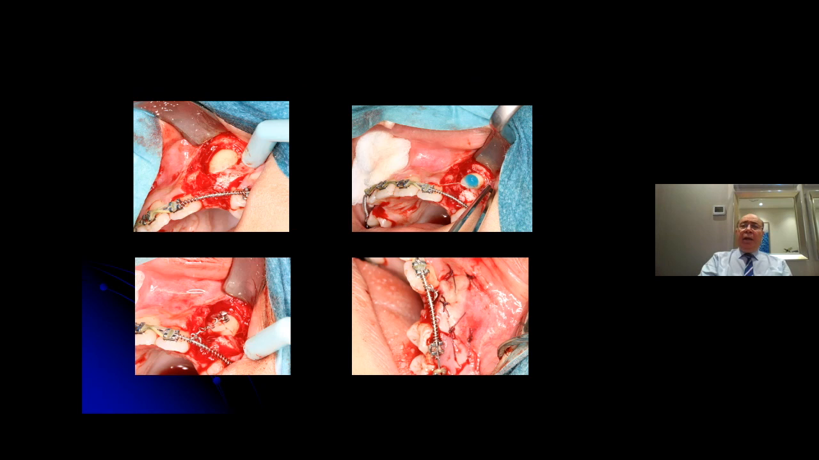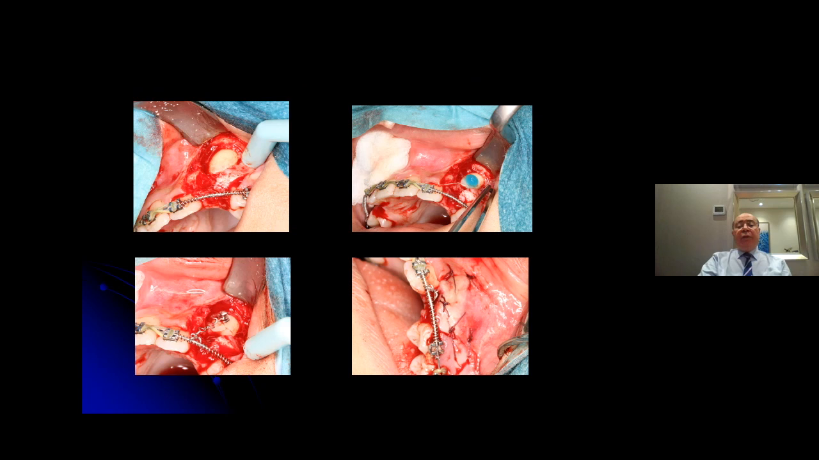Don't ever go below that, or below the cemento-enamel junction. If you expose the root, we're going to run into severe trouble. So you really don't need to expose the whole tooth, as you can see here, especially in the lower left photo. You can see the contact area.